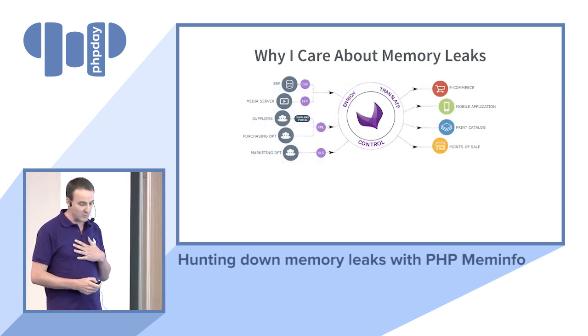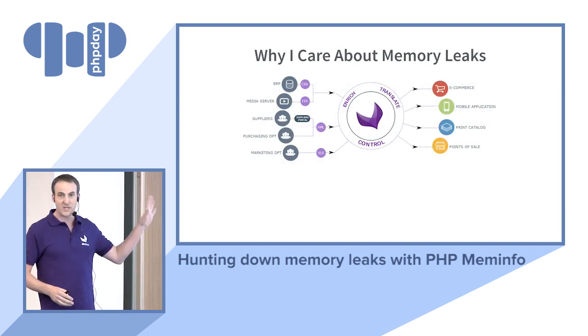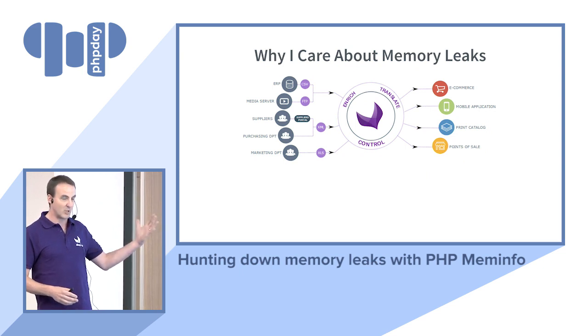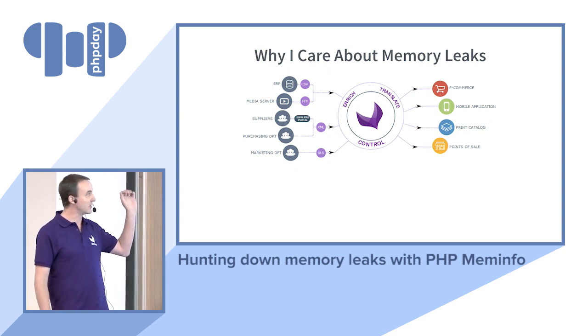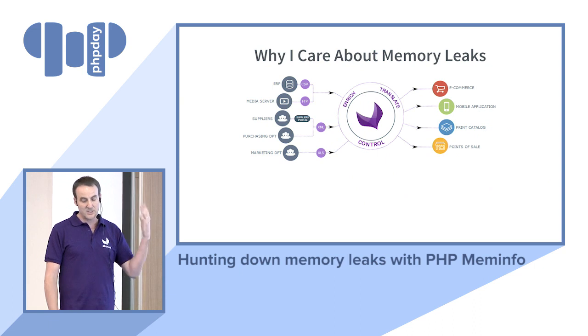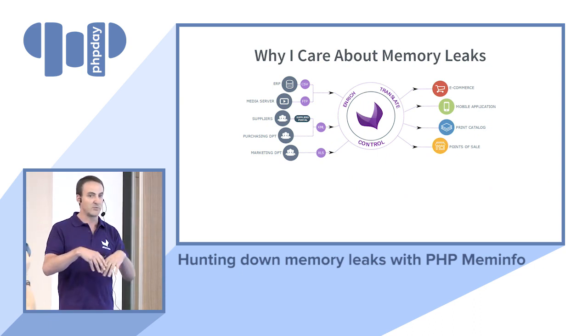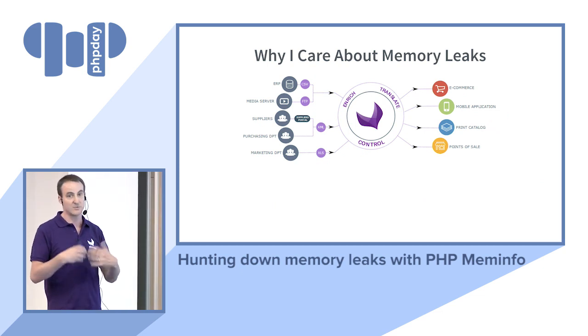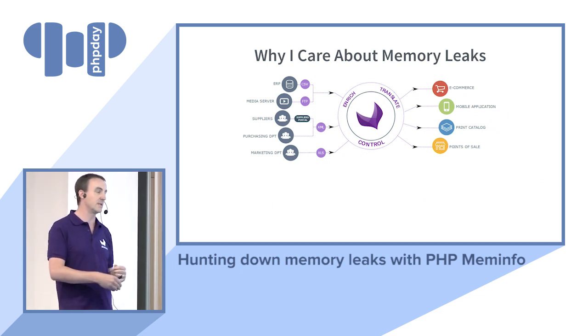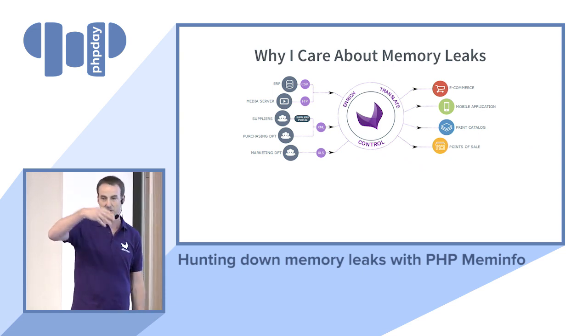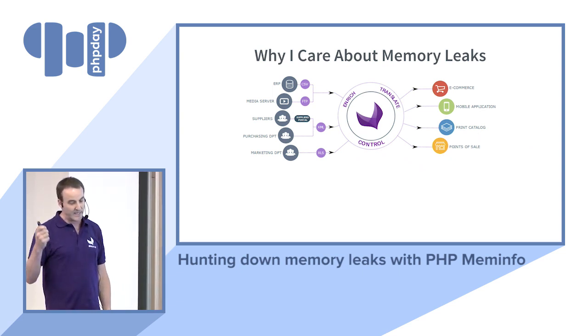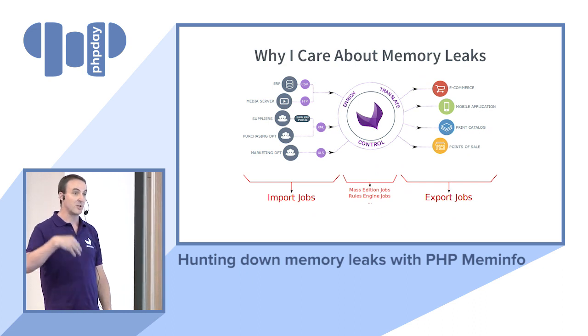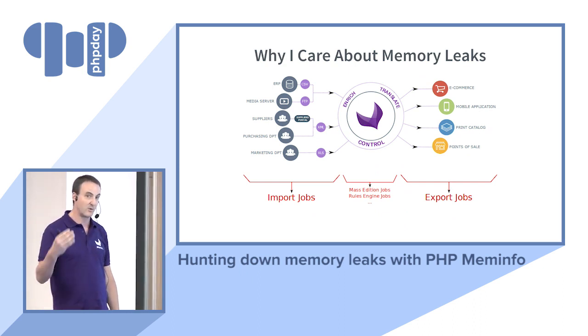Why do I care about memory leaks? Here is a logical schema of how a PIM, Product Information Management, works. You have a centralized place where you put all your product information coming from different sources. Then in the centralized place, your users will enrich and translate the information. And once the quality has been validated, you send the information to your e-commerce website, paper catalog, and stuff like that. And technically, it means I have a lot of jobs that will run for the PIM.